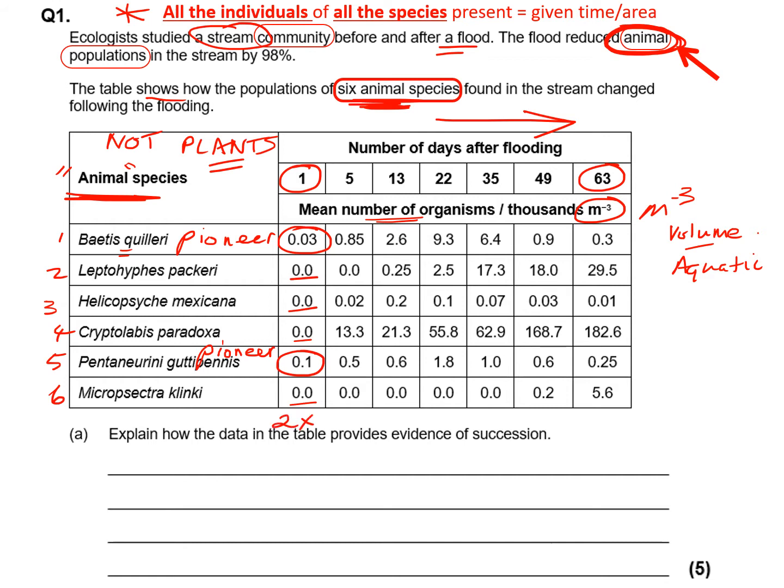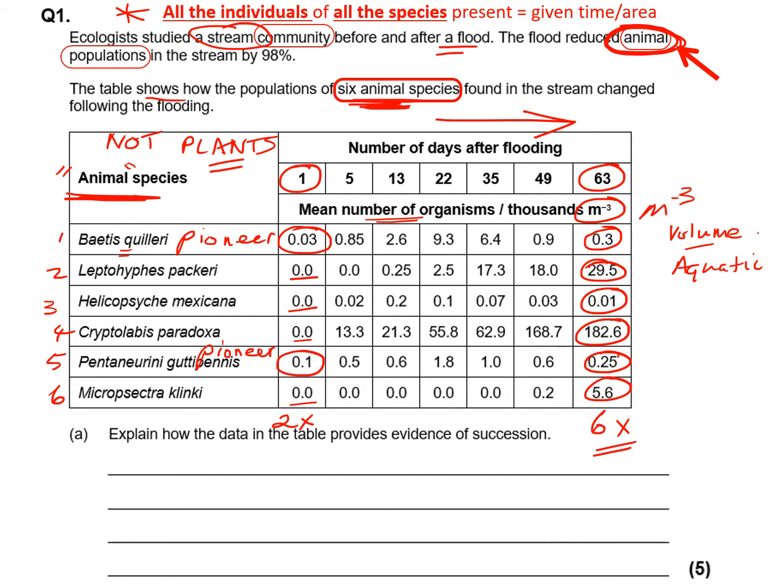Now, if you look at the species richness at day 63, hopefully you can see that there are individuals of all 6 species present. So the species richness at day 63 would be 6, which is an increase from 2 at day 1 after the flood. Now we know the pioneer species, they alter, in this case, the biotic factors within the habitats or within the environment. Now imagine these animal species are prey for other animals.